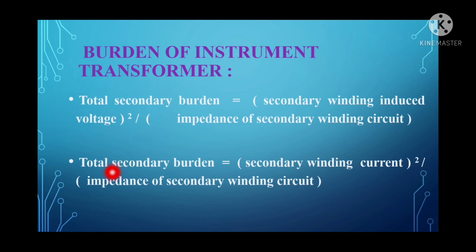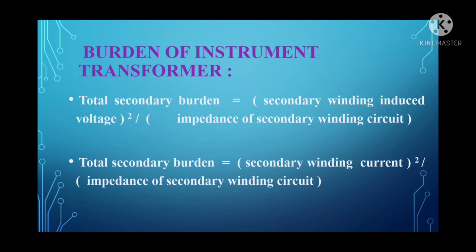Whereas for a current transformer the total secondary burden will be equal to secondary winding current square divided by total impedance of secondary winding circuit. So based on current and potential transformer, in the numerator there will be either voltage or current. So it is secondary winding current square divided by total impedance of secondary winding circuit.